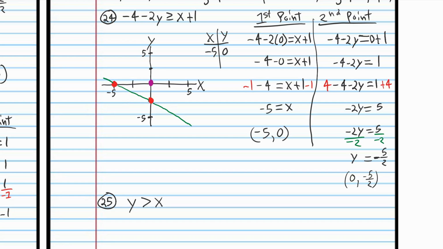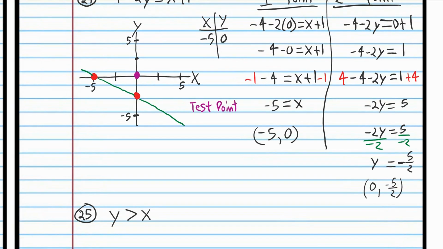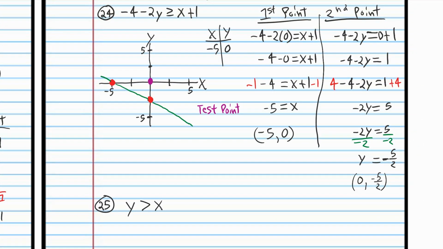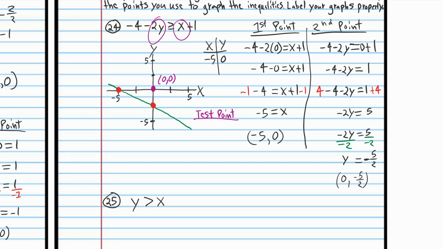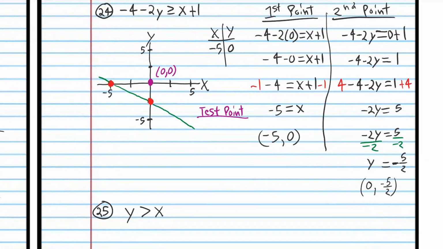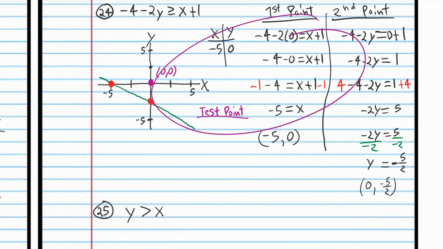So now we're going to do the test point. Let me show you how this works if you forgot. What we're going to do is test 0, 0. So what that means is we're going to plug in 0 for x and 0 for y. This is not the same thing that we did over here. Over here we plugged in a value for x and then solved for y, or we plugged in a value for y and solved for x. But in this case, we're going to plug in an x and a y and just see if it works in the inequality. So it's a little different. But in both these situations, we were using this equation.